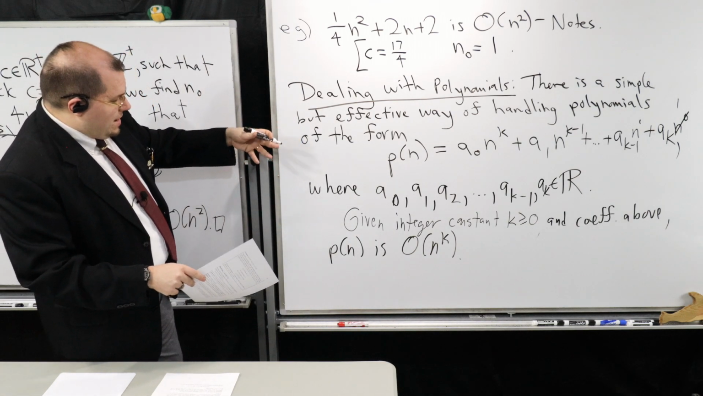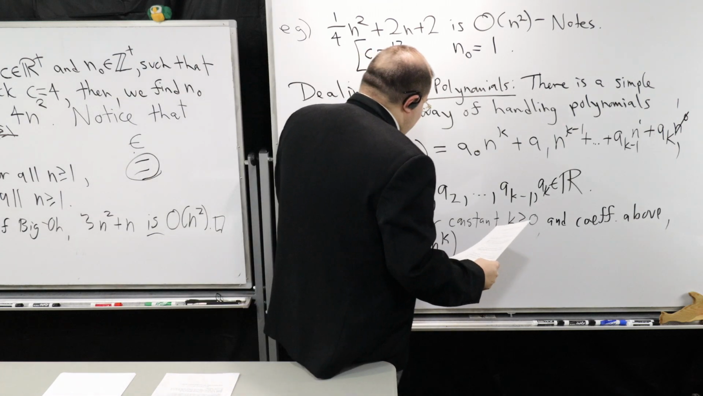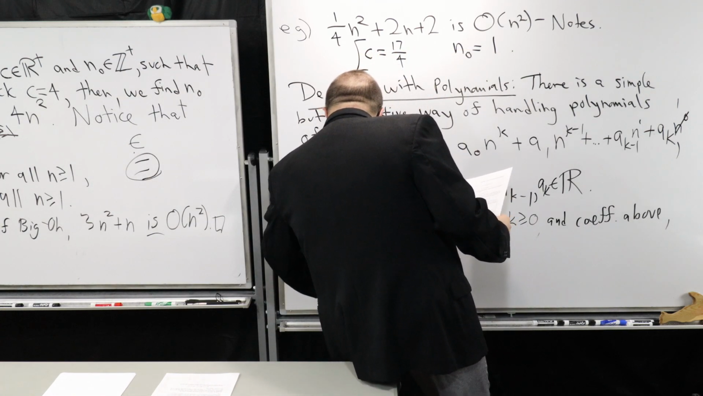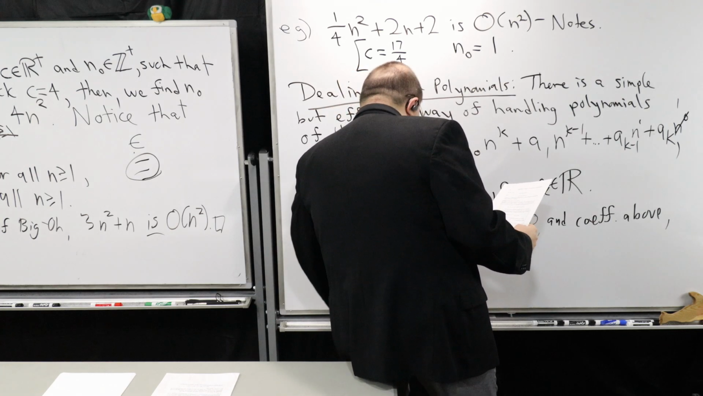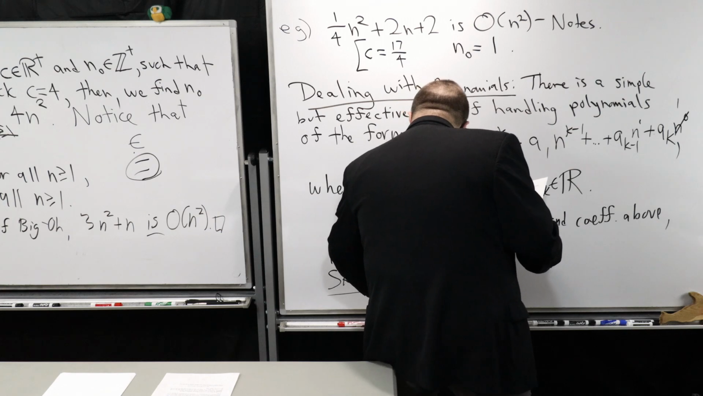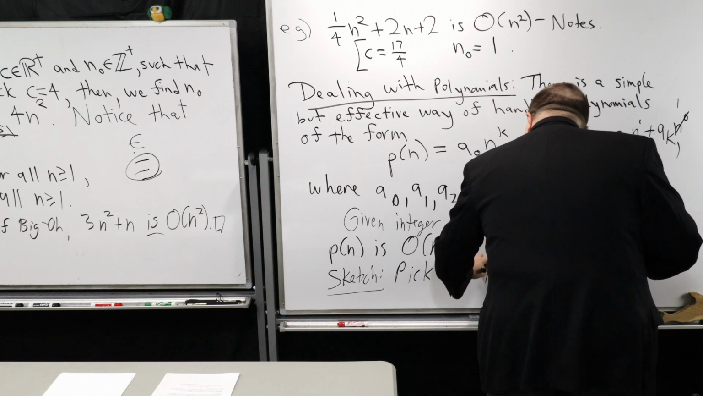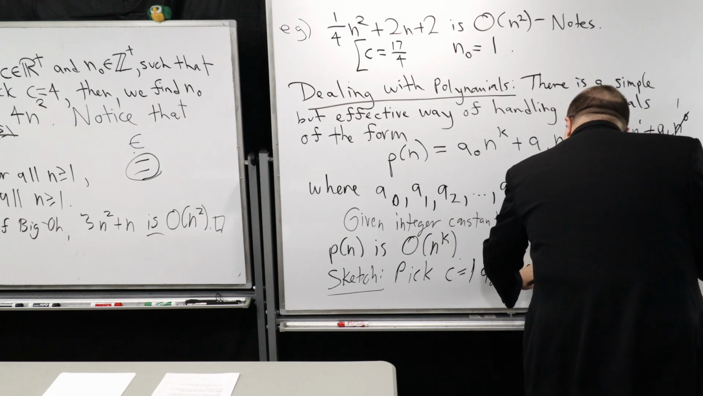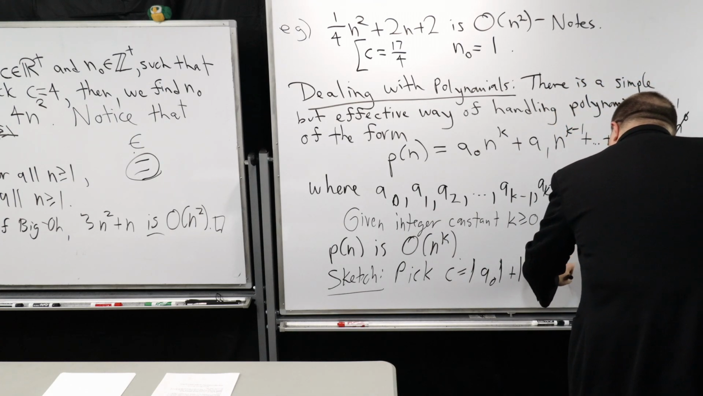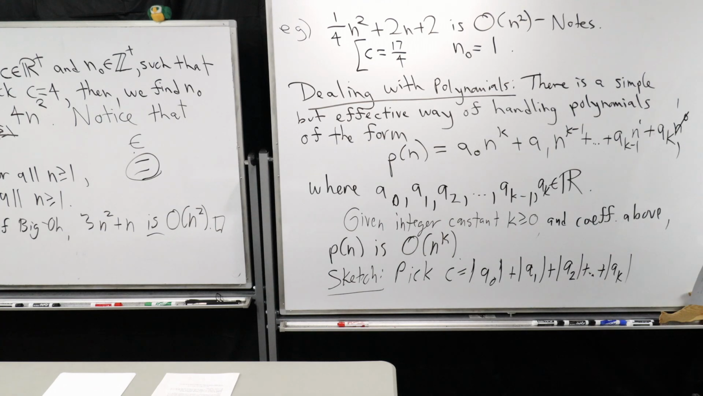So you might ask, Dan, how does this work? I'm hoping you may have caught on to what I've been up to lately. Here's the sketch of how you would play around with these. I have the full proof in the notes. I'm not going to test you on it. I just want you to get the general idea. What you would do is pick C to be the sum of the absolute values of all the coefficients: the absolute value of a sub 0 plus the absolute value of a sub 1, a sub 2, all the way up to the absolute value of ak. And here's the neat part: you make n0 equal to 1.